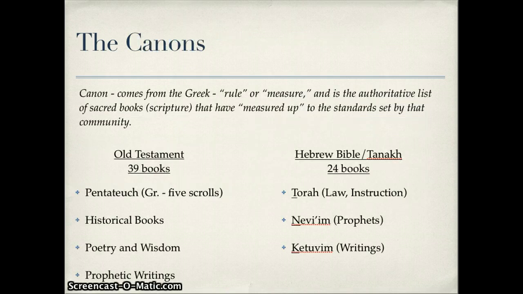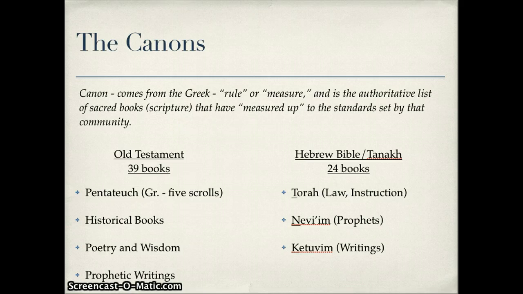Okay, so let's talk about these two canons, the canon of the Old Testament and the canon of the Hebrew Bible. Well, first of all, what is a canon? A canon comes from the Greek language, from a word meaning rule or measure, and is the authoritative list of sacred books or scripture that have measured up, notice that, measured up, measure, that's where canon comes from, measured up to the standards set by that community.